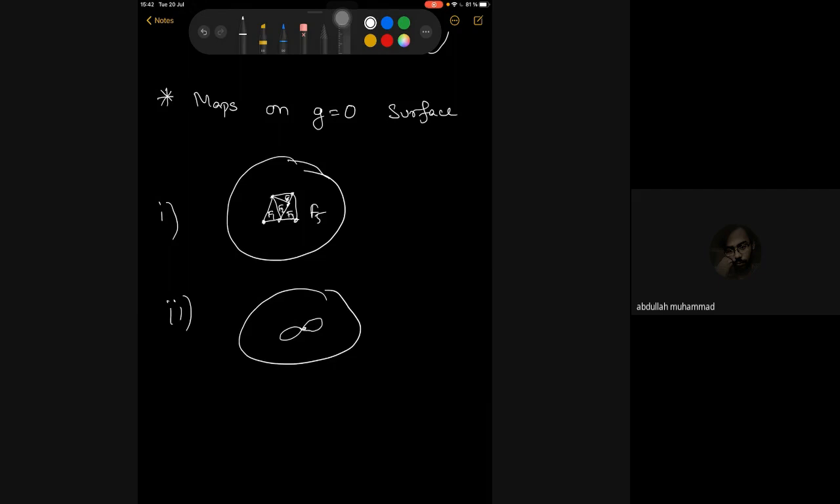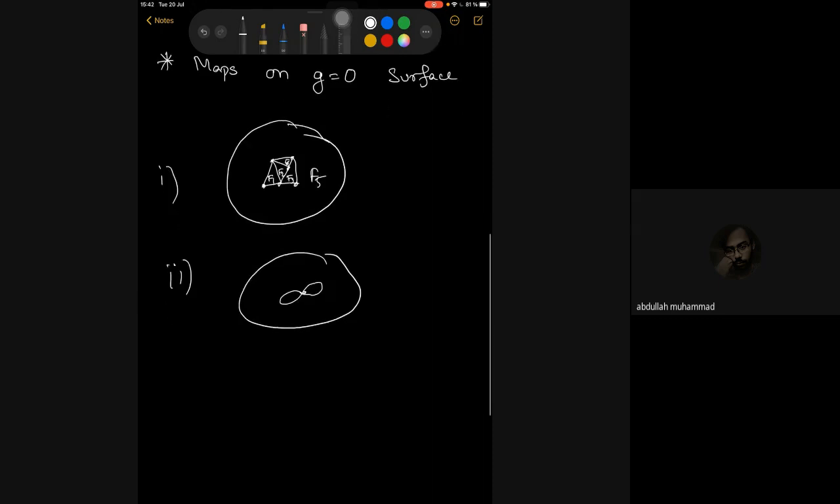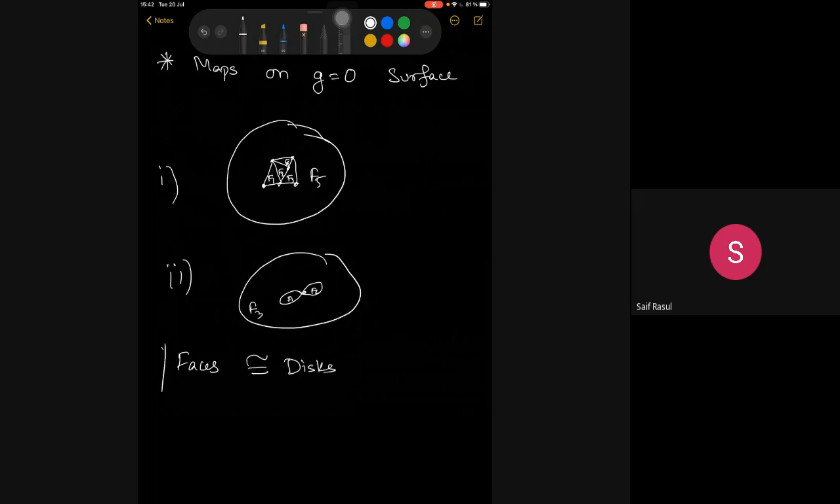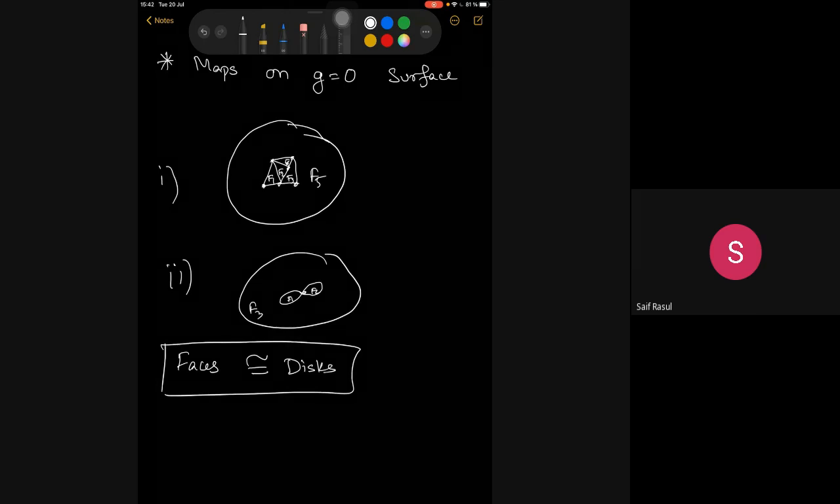So how many faces would we have here? Any ideas? 3. So F1, F2, F3, 3 faces. And all of these faces are isomorphic to disks. All of them are isomorphic to disks. You can take this shape, deform it, and make it into a disk.